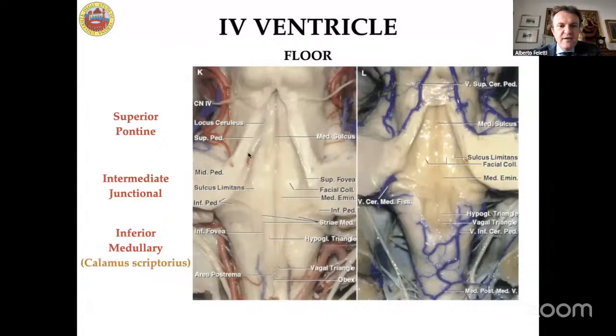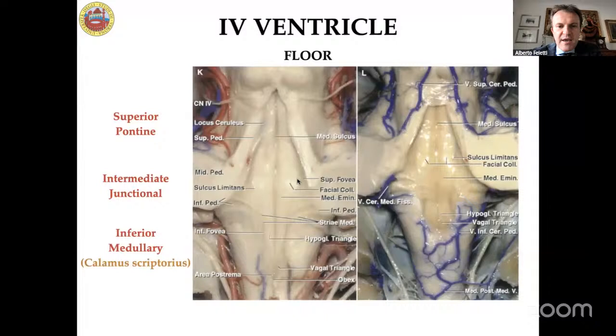We can divide the floor of the fourth ventricle into 3 parts: the superior or pontine part, the intermediate or junctional part, and the inferior or medullary part. And this part includes the calamus scriptorius, which is a very fascinating area, as we will see. Here you have the median sulcus, and at both sides of the median sulcus, you have 2 crests called the median eminences.